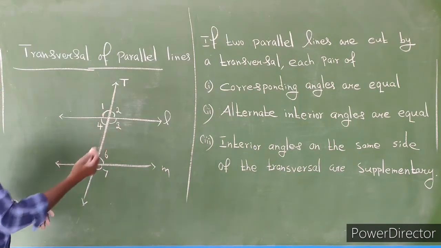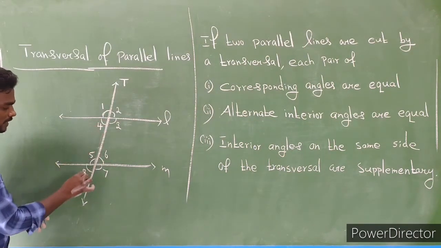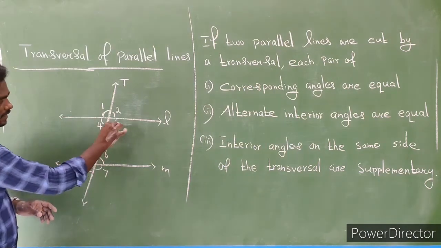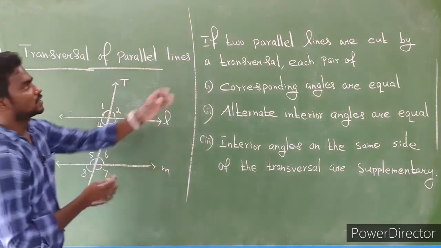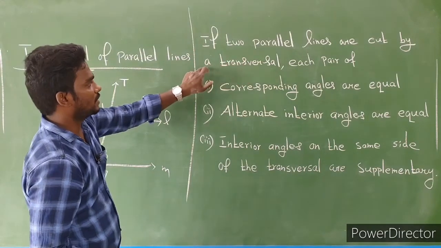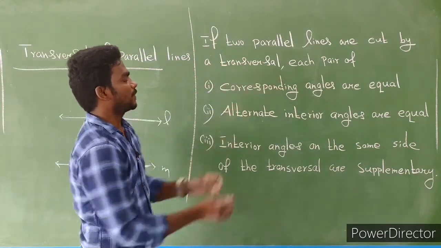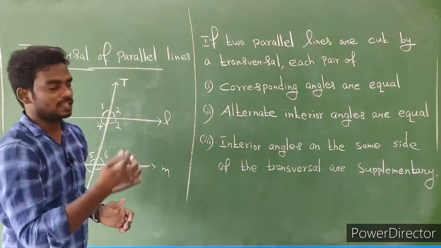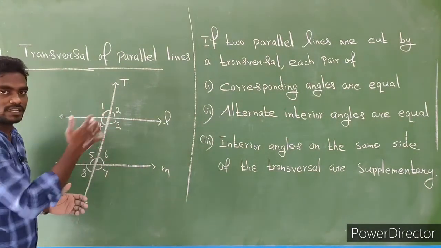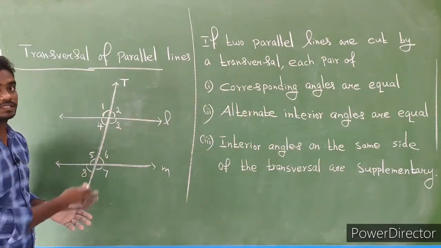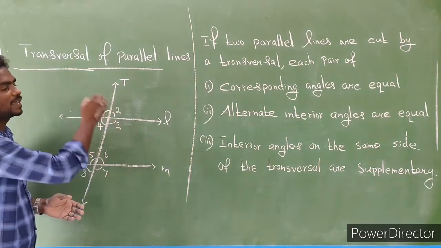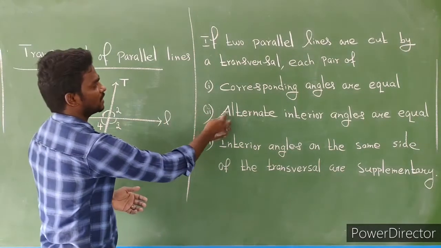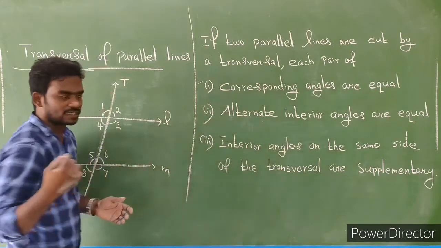Which is another pair of corresponding angles? Angle 4 is equal to angle 8, angle 3 is equal to angle 7. So if two parallel lines are cut by a transversal, each pair of corresponding angles are equal. Corresponding angles are equal in measure when two parallel lines are cut by a transversal. First condition is corresponding angles are equal.